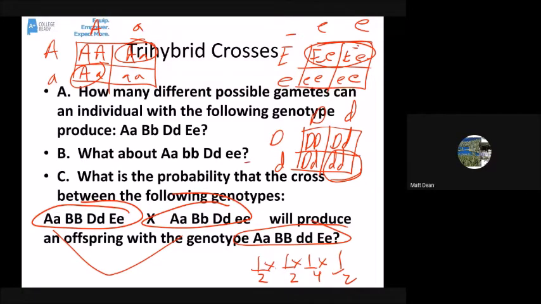And that's going to give me, let's see, 4, 16, 1 out of 32 chance that parent 1 and parent 2 create a child with big A, little a, big B, little d, big E, little e. A 1 out of 32 probability.